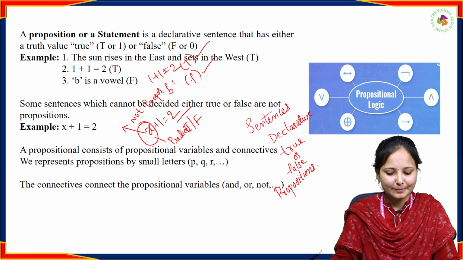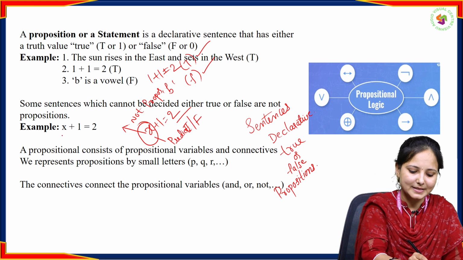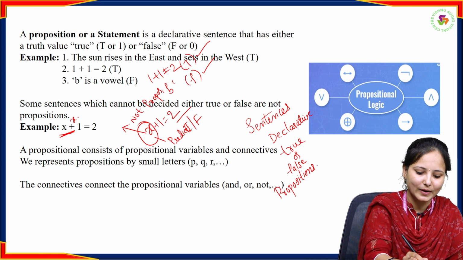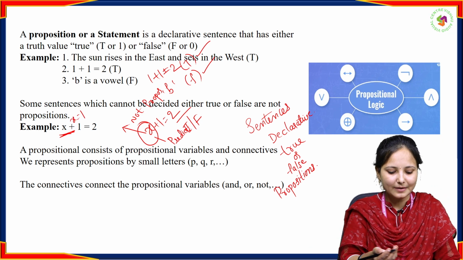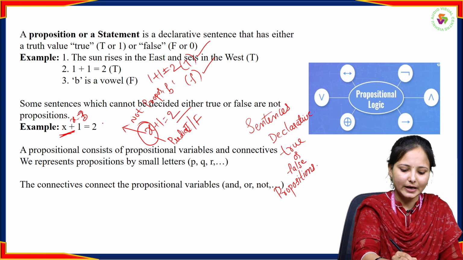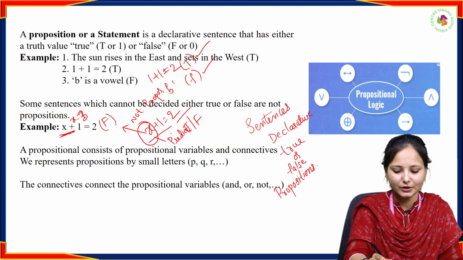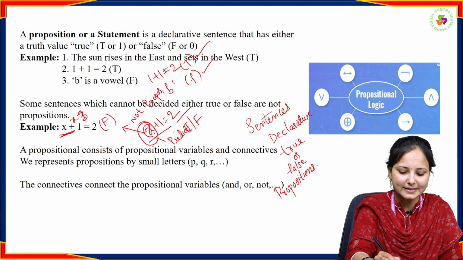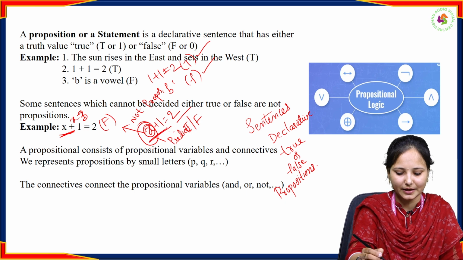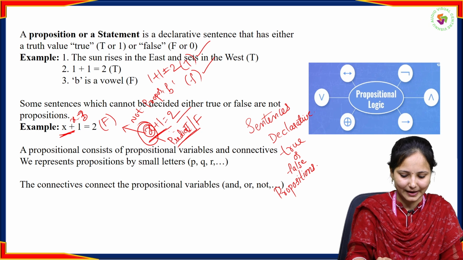So, this is a predicate which can be made into a proposition by substituting some value for x. For example, when we substitute x equal to 1, it becomes true. If we substitute x equal to 3, then it becomes false. So statements which can be made either true or false by assigning some value to them are known as predicates. These can be made propositions by substituting these values.